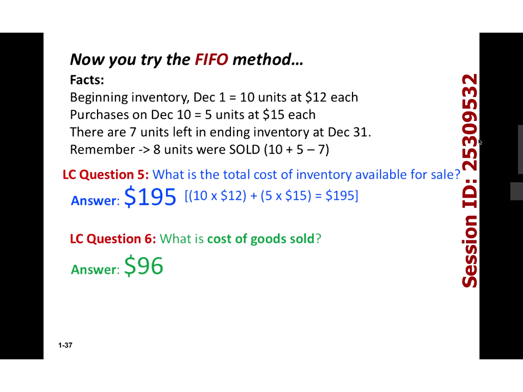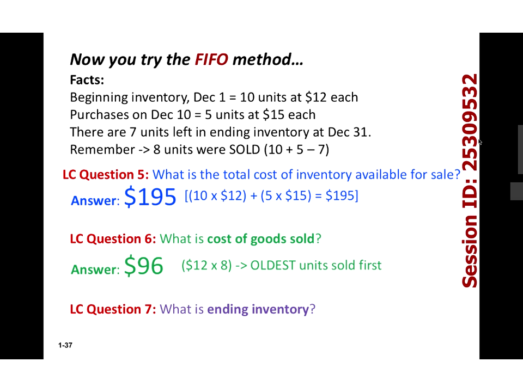Okay, so it's 96. We had 8 units at $12 each. Our oldest units are sold first. Okay, now for the next question, again, I'm going to wait to put it up there, but it's talking about ending inventory. When we're at this point, this is the easiest question you can do. That's because we know our total cost. Our total cost is $195 from question 5 up there. So that's our total cost of everything we had available for sale. Now question 6, we said we sold $96 worth of it. So if we have $195, we sold $96 worth. $195 minus 96 is going to be our ending inventory.